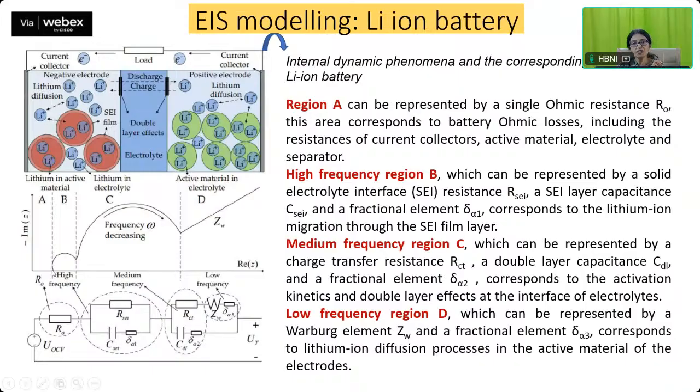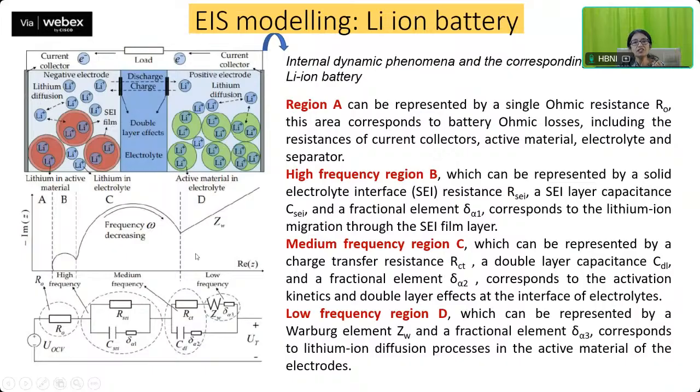Then you have a high frequency region, B, which can be represented by the solid electrolyte interface resistance RSEI, the SEI layer capacitance, and the fractional element delta alpha 1 corresponding to lithium-ion migration through the SEI film layer. So for the SEI film formation, you have this equivalent circuit corresponding to this part of your Z prime versus Z double prime plot.